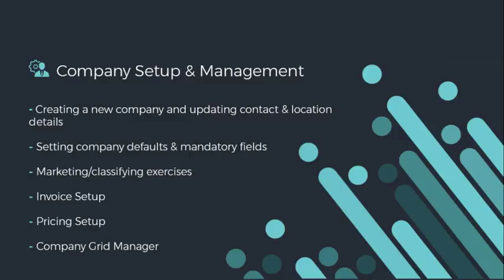Marketing and classifying exercises. Further to the business group, where you give it a name and do the general company setup, you can also go one step further, modify your own classifications, and then classify the companies further. I'll go through some examples which will make more sense shortly. Invoice setup, so setting up your customer for a single invoice by sales order or a merged invoice and so on. Pricing setup, so putting bands against the account using the customer offers and things like that. And also the company grid manager, so being able to update companies in bulk rather than having to update your companies one by one.